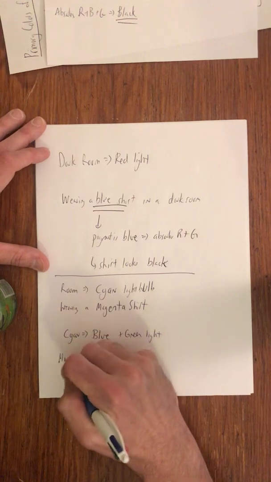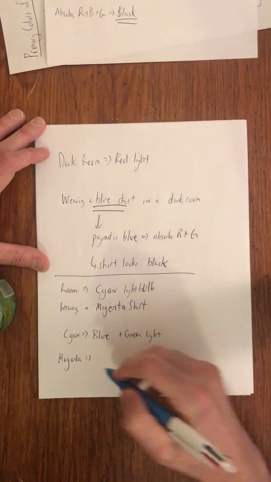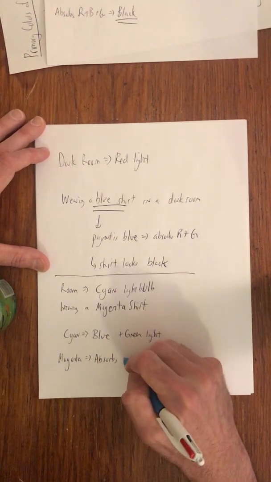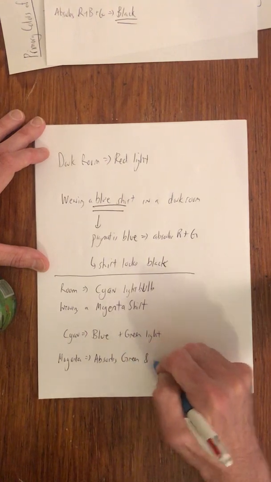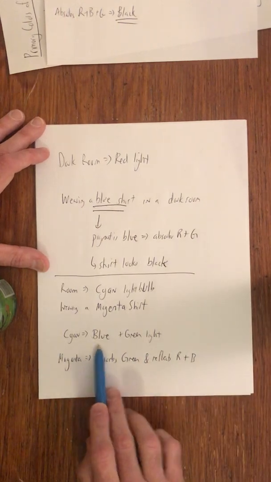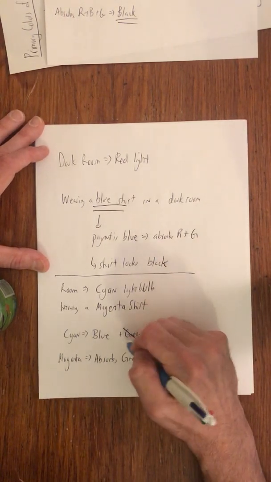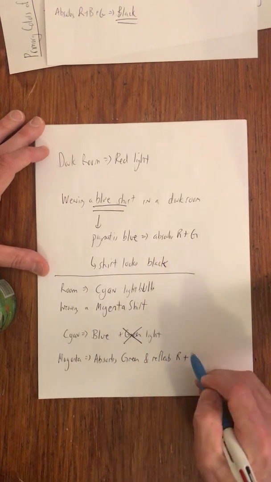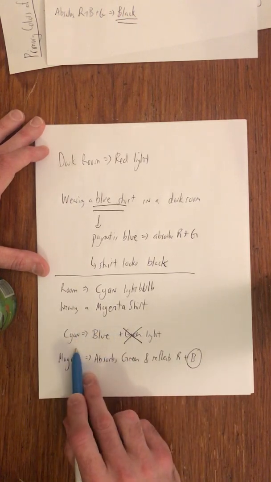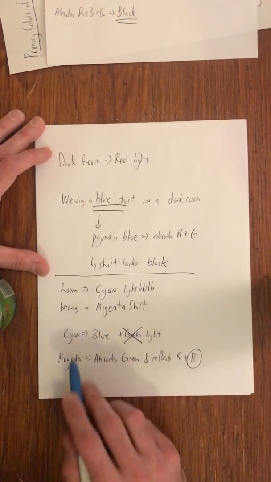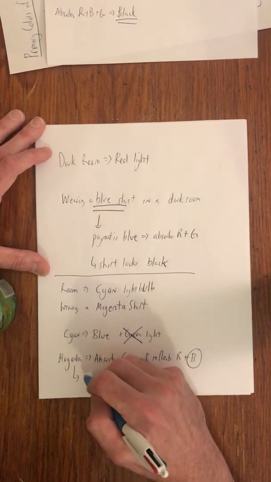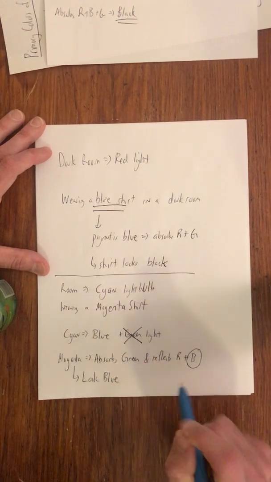What does the magenta pigment do? A magenta pigment absorbs green and reflects red plus blue. So in this room, there's blue and green light. This magenta pigment is going to absorb the green light and reflect the blue. It can't reflect red because there's no red light in the room. Therefore, that magenta shirt would in that room look blue because blue light is being reflected.